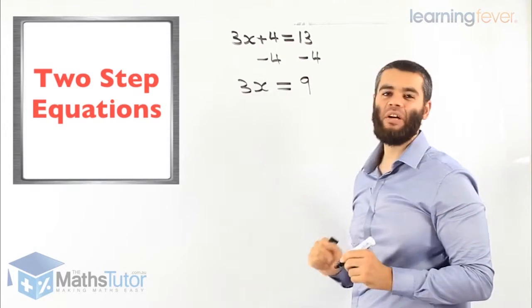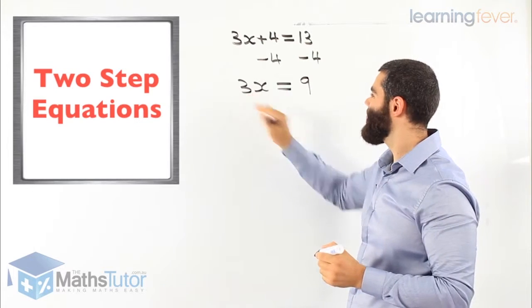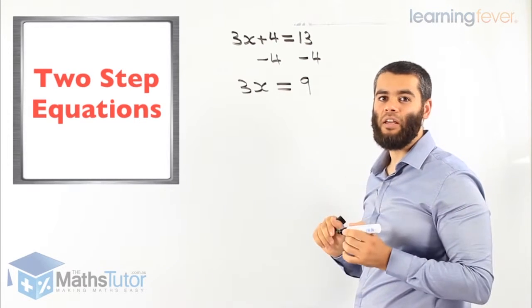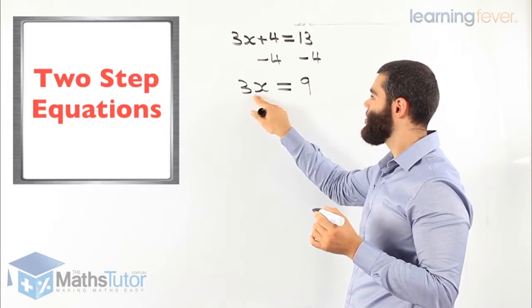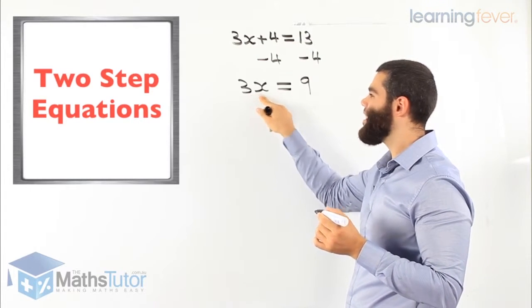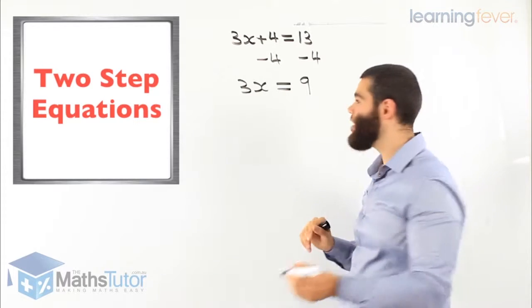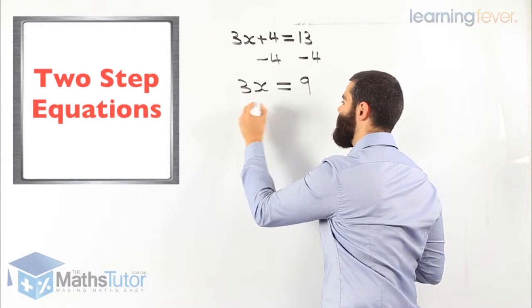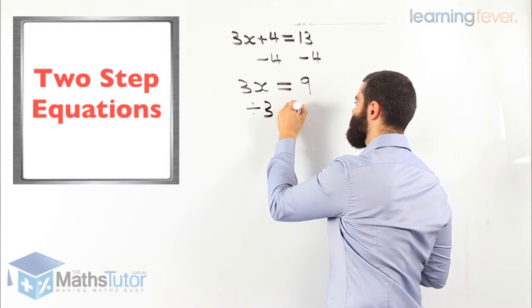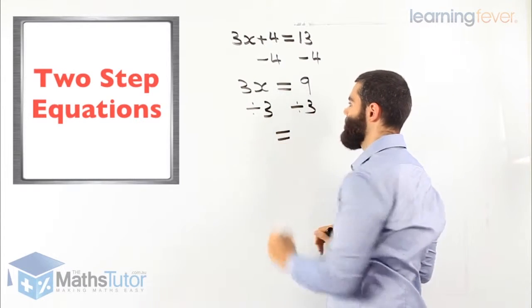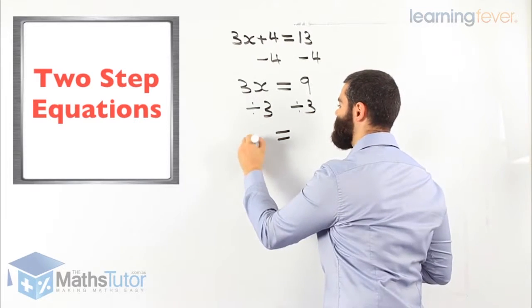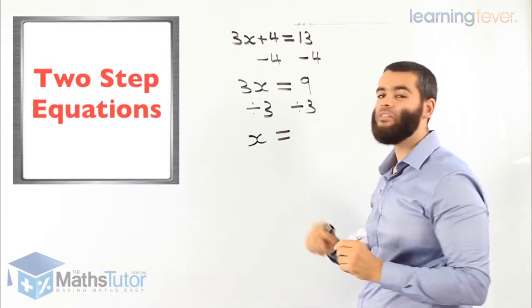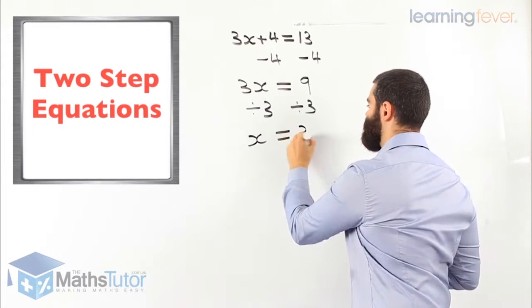We have now a one-step equation where we only have a numeral to get rid of. We're going to take it away. How are we going to take it away? We know it's 3 times x. So the opposite of times is divide. So 3x divided by 3, in fact, is just 1x. And 9 divided by 3 is 3.